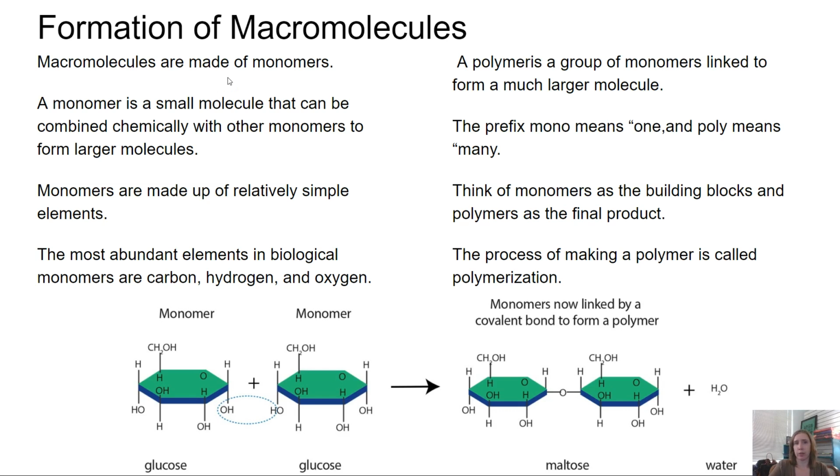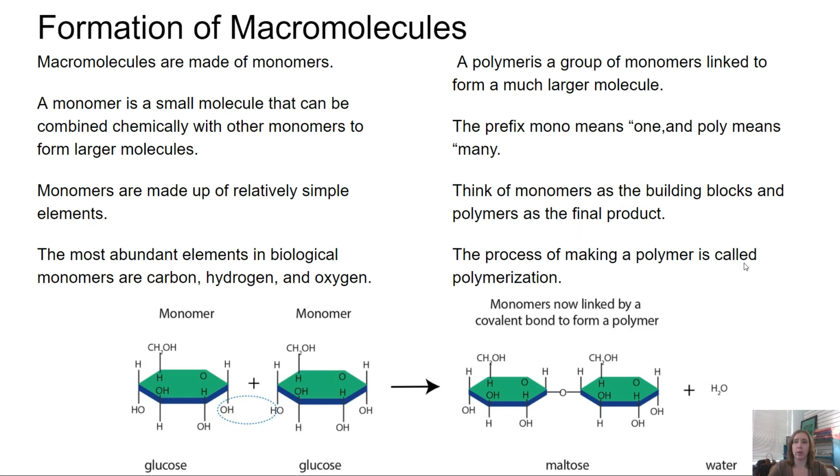The formation of macromolecules: they're made of monomers. A monomer is a small molecule that can be combined chemically with other monomers to form larger molecules. Monomers are made up of relatively simple elements. The most abundant elements in biological monomers are carbon, hydrogen, and oxygen. A polymer is a group of monomers linked to form a much larger molecule. The prefix mono means one and poly means many. Think of monomers as the building blocks and polymers as the final product.